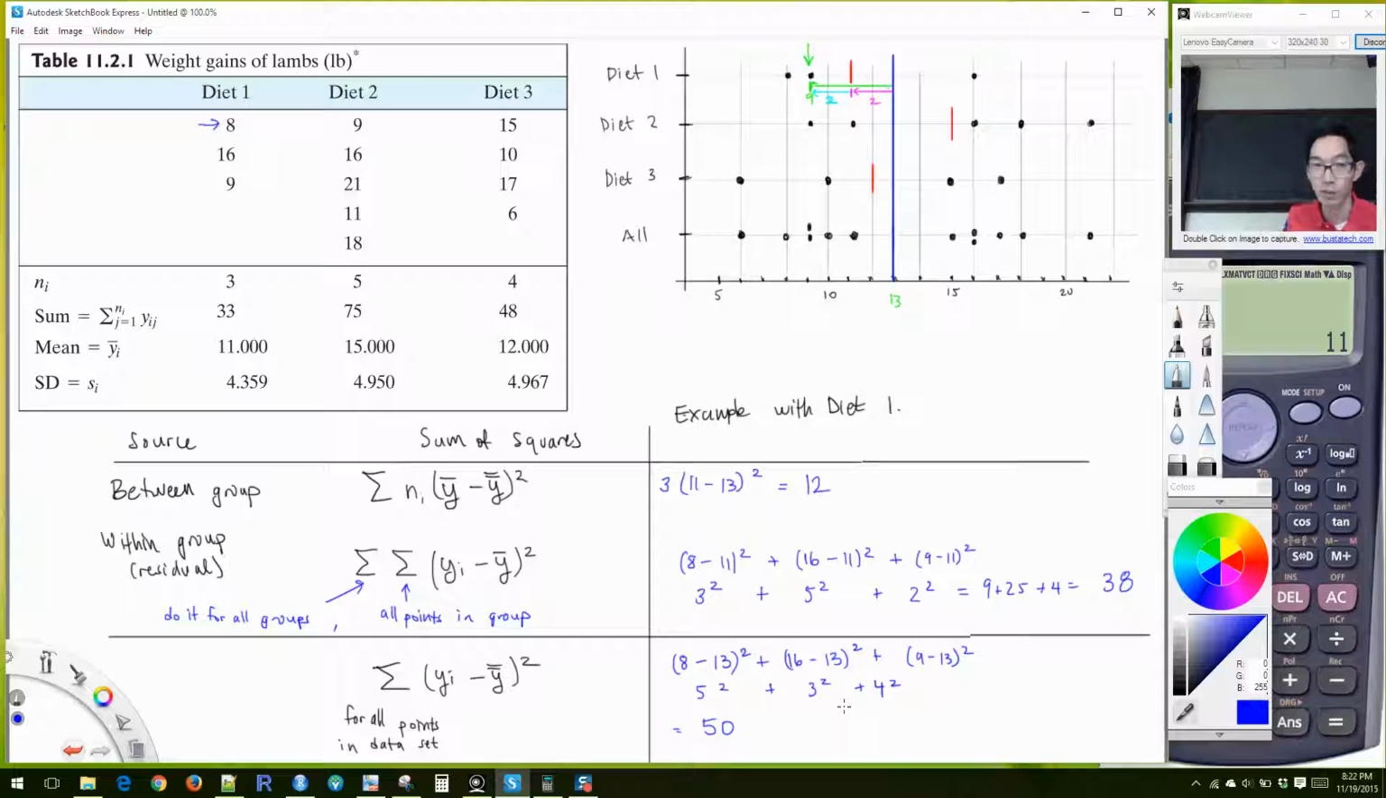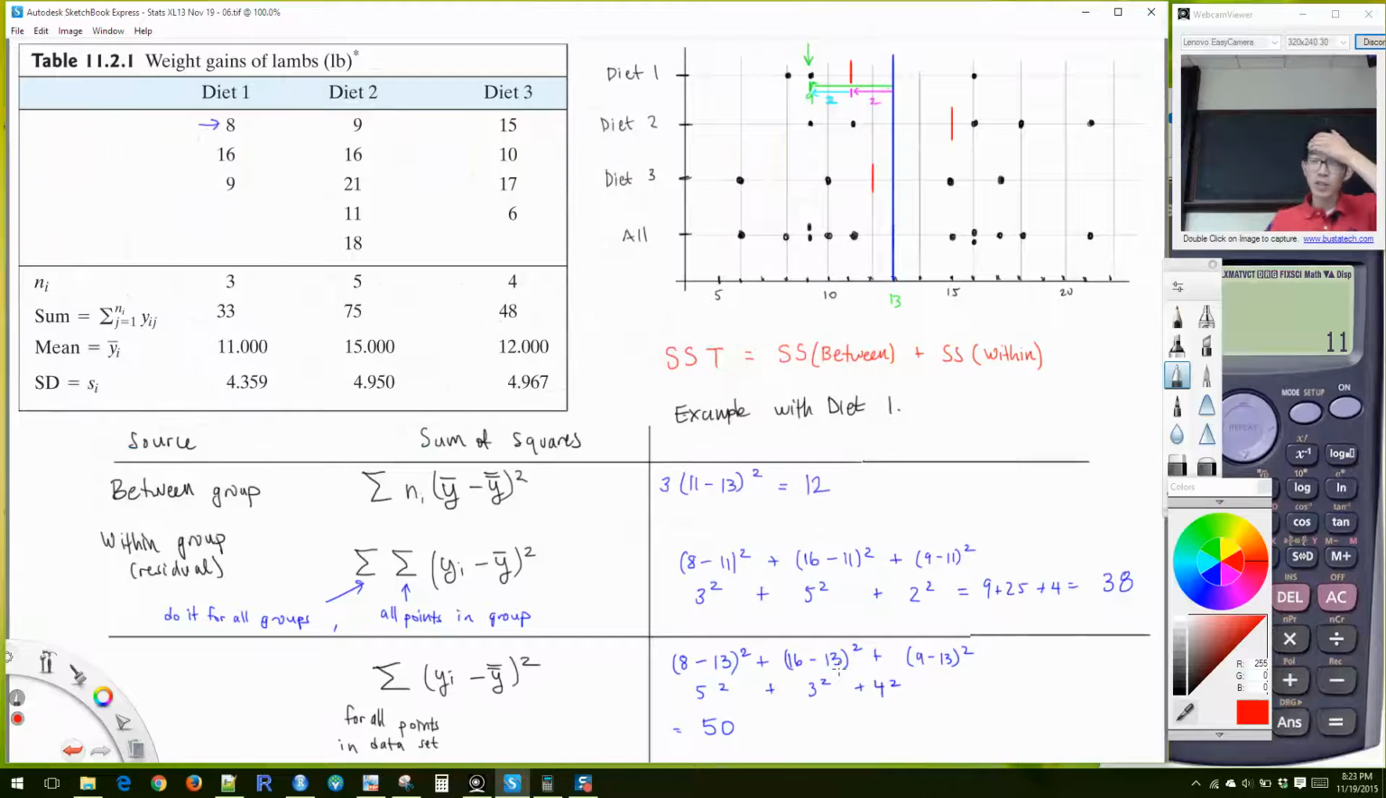So the total sum of squares, SST, the total sum of squares can be broken out into sum of squares between plus sum of squares within. Okay, and we could do the same thing for diets 2 and diets 3, and we would see that the total sum of squares can be broken out into those 2 parts.